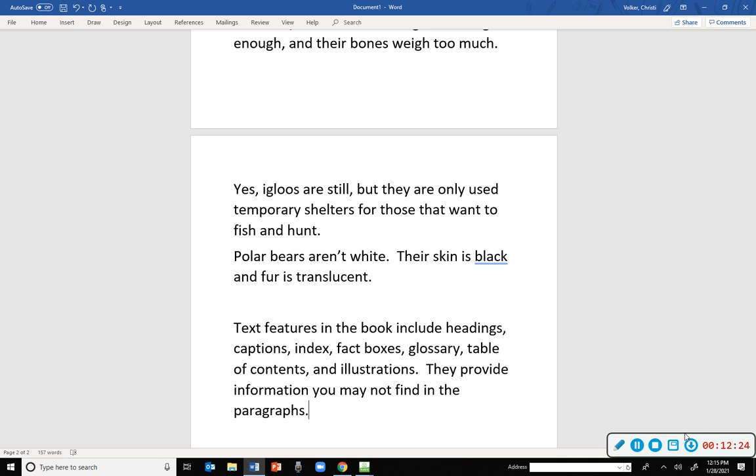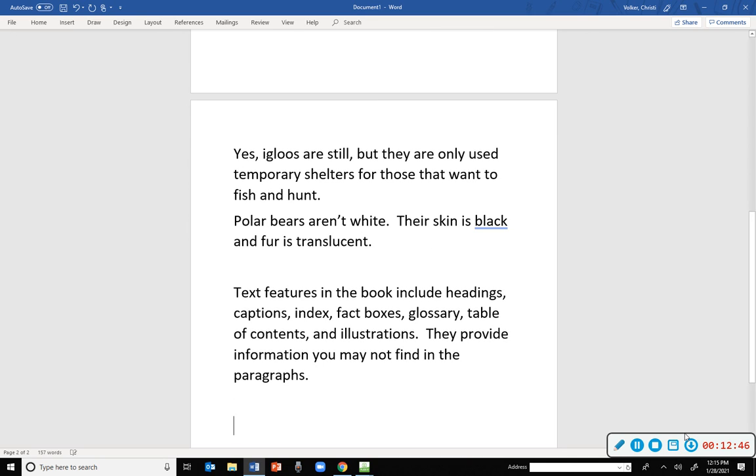Okay, so it just gives you extra information, right? The index and the glossary are going to give you more information that you won't read in the paragraphs. The fact boxes are little side notes that give you more facts. Okay, so those are text features we've gone over and how they help us become a better reader. Bullets, good. They organize information. There was a map on there. We saw one map. Diagram.